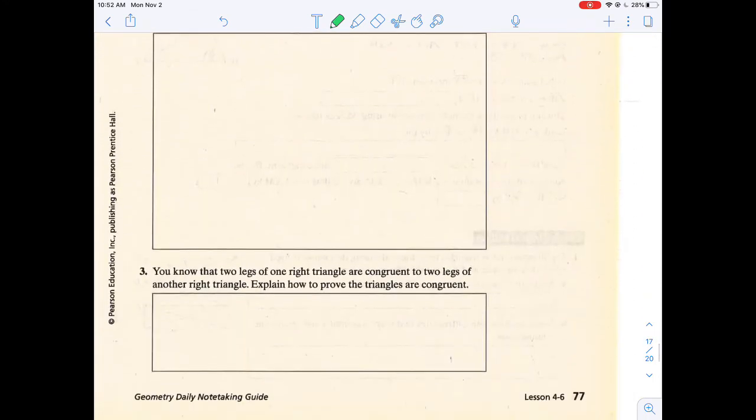And then number 3, you know that 2 legs of one right triangle are congruent to 2 legs of another. Explain how you prove the triangles are congruent. So, let's try that again. I've got two right triangles, I did not draw these very well, but I know the 2 legs are congruent. How can I prove these are congruent? And you're not going to use the hypotenuse leg theorem. You're going to use one of the previous theorems that we have learned to prove that. And I think if you look at the sides and the angles, that should help a lot.